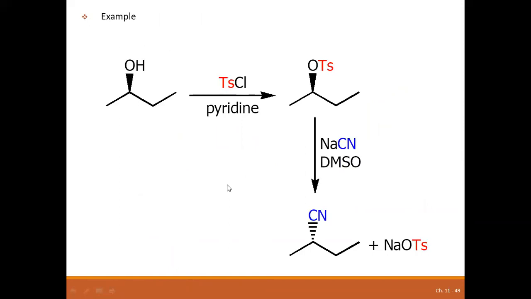So you have your tosyl chloride and pyridine, like here. What happens is that in the presence of pyridine and tosyl chloride, the hydrogen can be replaced with tosylate. Okay, so you have your tosylate, and it can be attacked with a nucleophile. In this case, your nucleophile is sodium CN, your cyanide, in the presence of our solvent DMSO, or dimethyl sulfoxide. So you notice here that this is our nucleophile, CN minus.